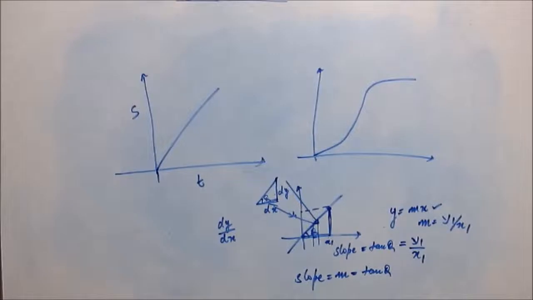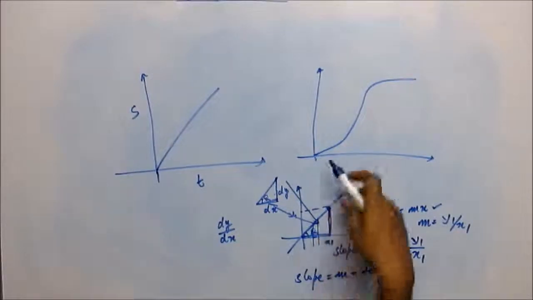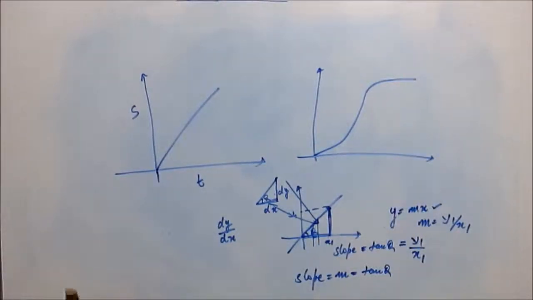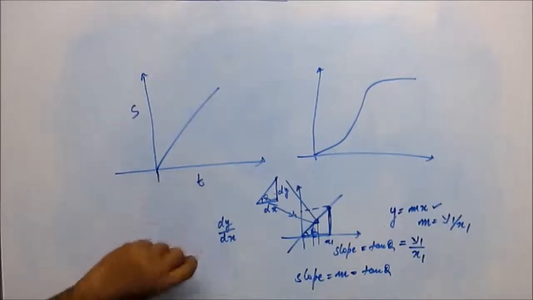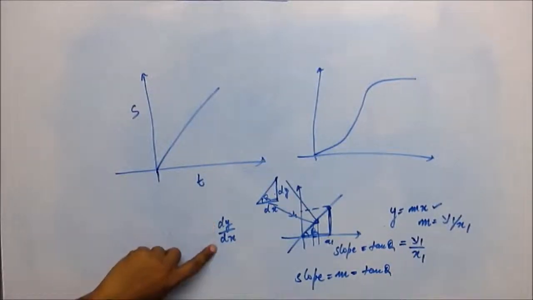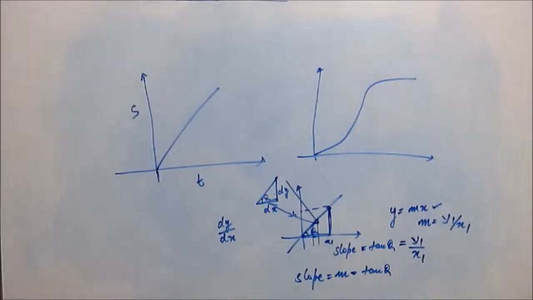Suppose in this case it was a simple equation. In a complicated equation, where it's not a linear equation, it's a non-linear equation, maybe one like this, if I have the mathematical equation between y and x, then the slope at any point could be calculated as dy by dx. dy by dx is actually also the slope of the curve.